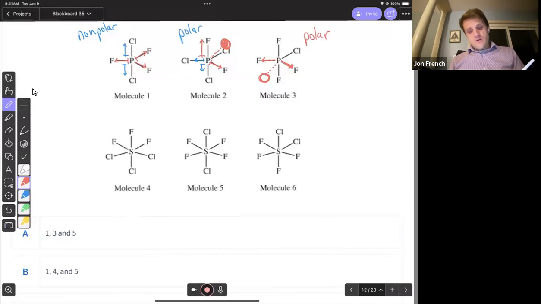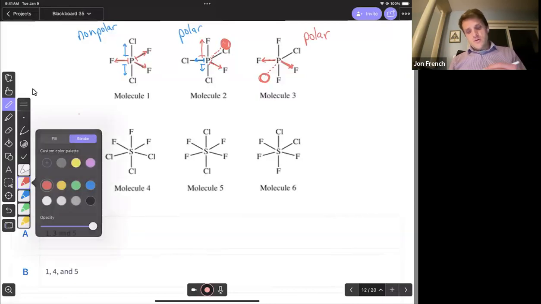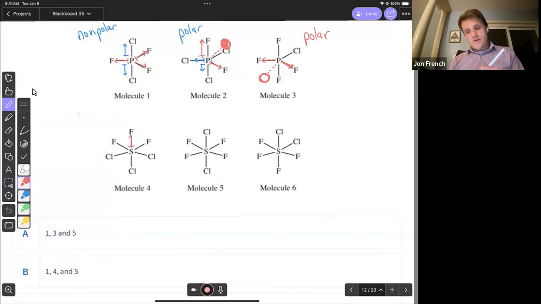The molecule down here is also polar because again, fluorine is matched with chlorine, so fluorine wins. That makes this molecule polar. Here we have symmetry, so this molecule is non-polar. And then here, again, we're not symmetrical, so that would make this molecule polar as well.